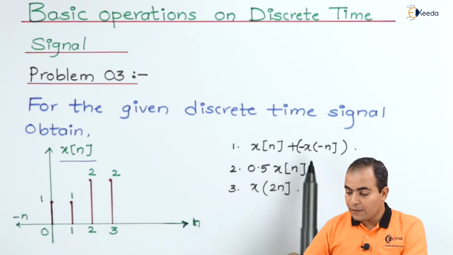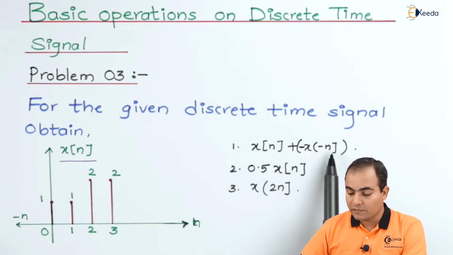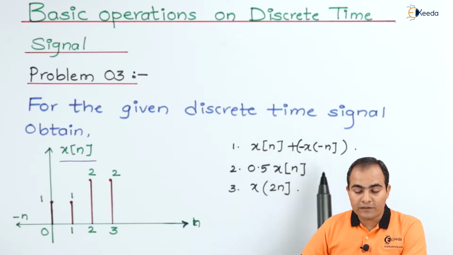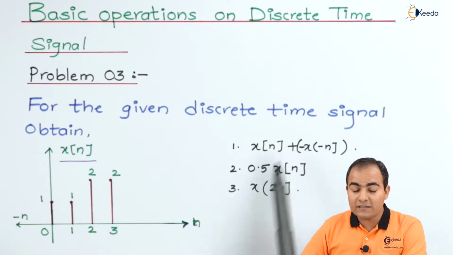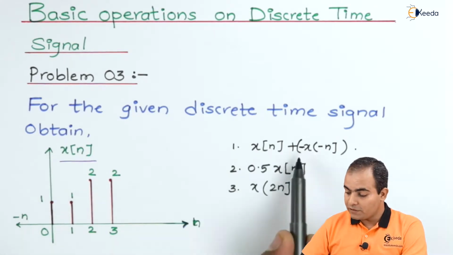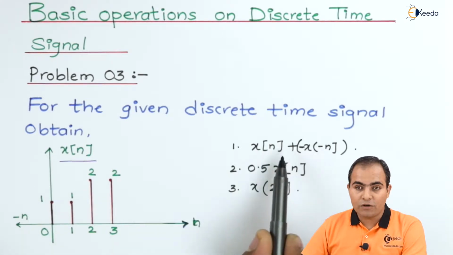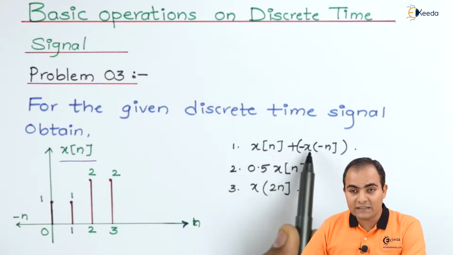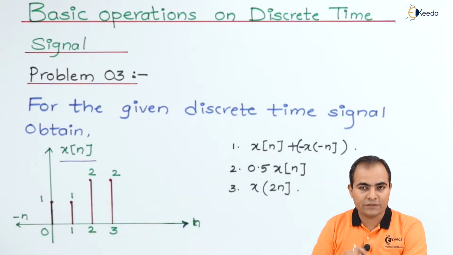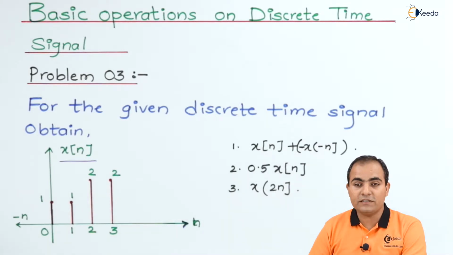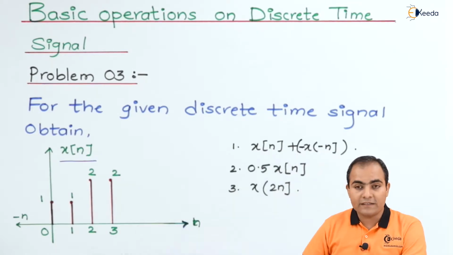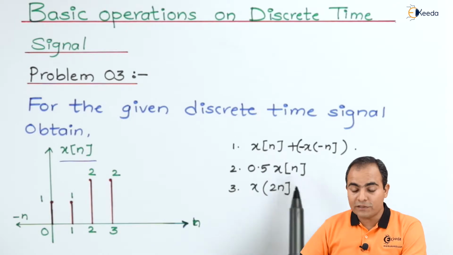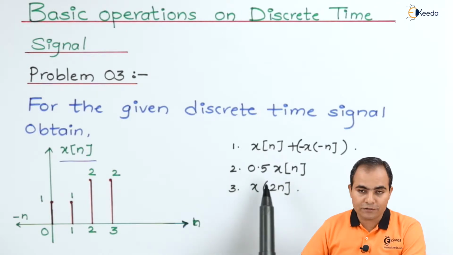So now, in the first case, what is mentioned? x of n plus minus of x of minus n. Here we use two properties. The first property is time reversal and the second property is amplitude scaling, because this whole x of minus n is multiplied by minus 1. Here 1 is not mentioned, but we have to consider minus 1 multiplied with x of minus n. Now in the second case, 0.5 into x of n is mentioned, which means here again we are going to use the amplitude scaling property.